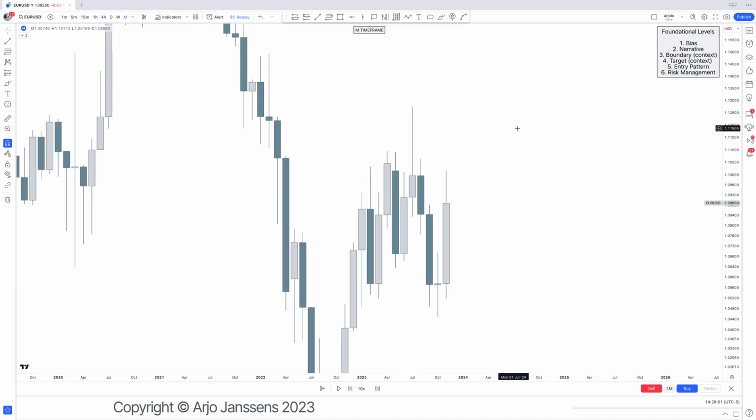You only look at market structure on which time frames? On the daily and below, because they are confirmation. They are for your confirmation. So you use market structure when you are looking at an entry pattern, at a potential entry pattern, which means that we first need to have that boundary.